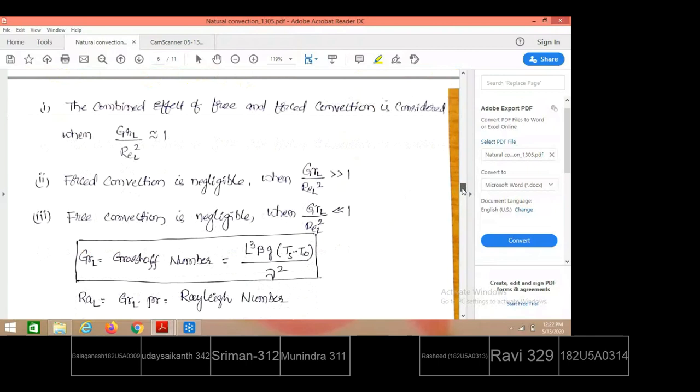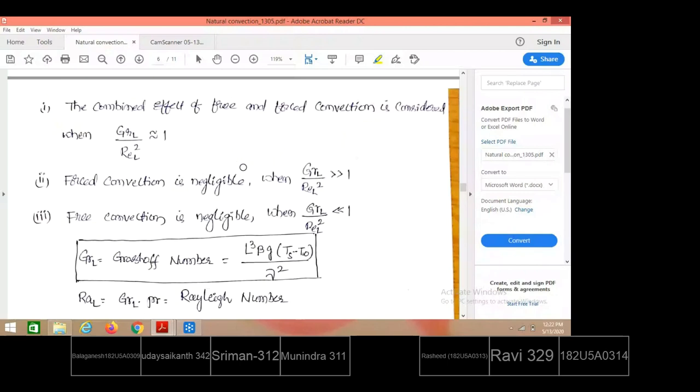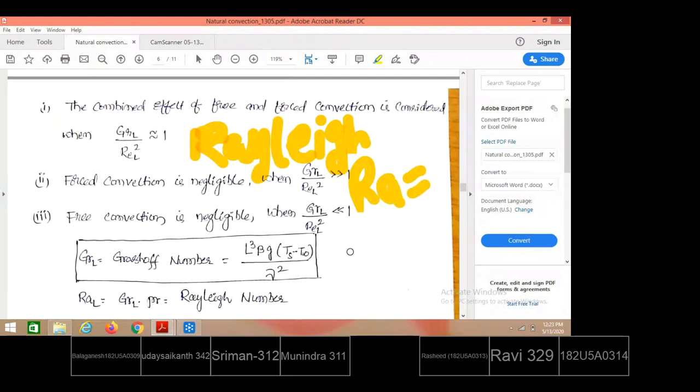Then the product of the Grashof number and the Prandtl number, the multiplication of the Grashof number and the Prandtl number, is known as Rayleigh's number. It is spelled R-A-Y-L-E-I-G-H, and we write it as Ra. Ra equals the product of the Grashof number and the Prandtl number. The product of the Grashof number and the Prandtl number is Rayleigh's number.